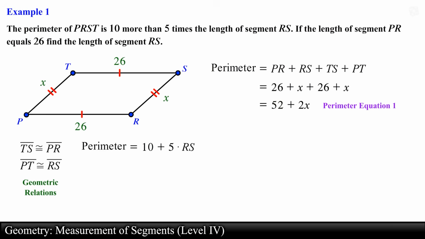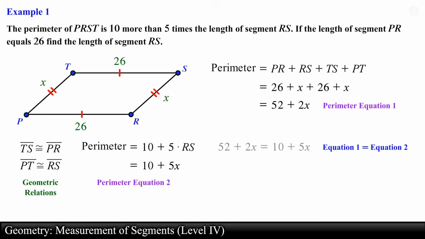The last step is to set the variable expression representing the perimeter of the figure equal to 10 plus 5 times the length of segment RS. Recall that the length of segment RS can be denoted with the variable x. From here, it is just a matter of solving for x. Doing that, we obtain x equals 14. And this is the length of segment RS.